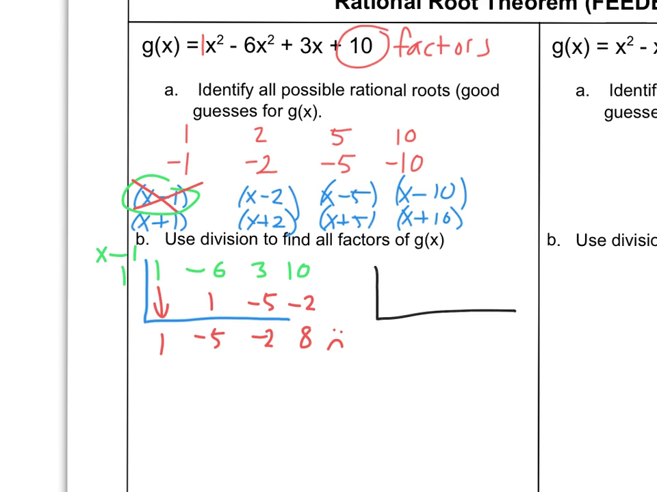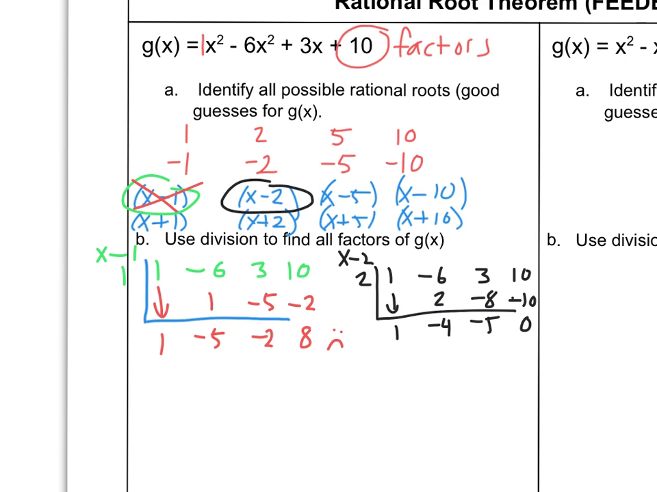The next one I might try, maybe x minus 2, which means I'm going to put a 2 out front. 1, negative 6, 3, and 10. 1 comes down. 2, negative 4, negative 8, negative 5, negative 10, and 0. So second try, that's not bad. In fact, that's pretty good for these things.